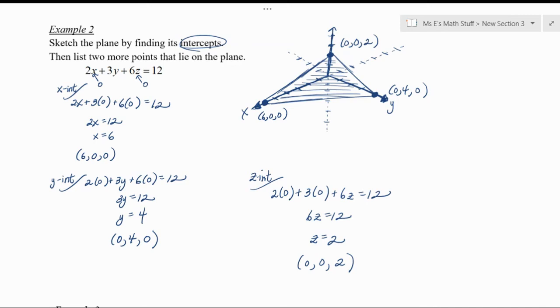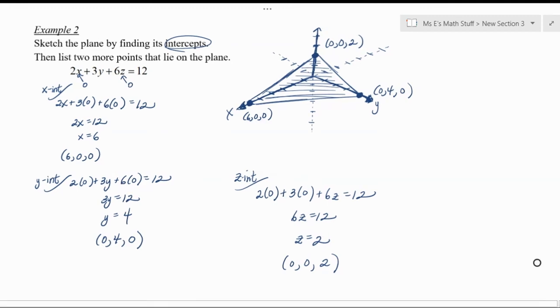Now the directions say list 2 more points that also lie on the plane. There are infinitely many points that lie on the plane, so there are many correct answers here. So really what you can do is take 2x plus 3y plus 6z equals 12 and randomly pick some numbers. So let's say I want x to be 1 and then y to be 2. What would this equation then say? It would say 2 times 1, which is 2, plus 3 times 2, which is 6, plus 6z equals 12.